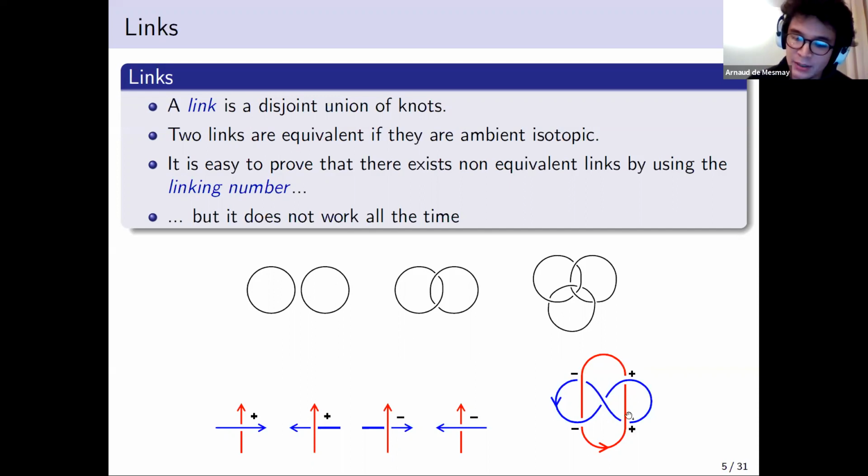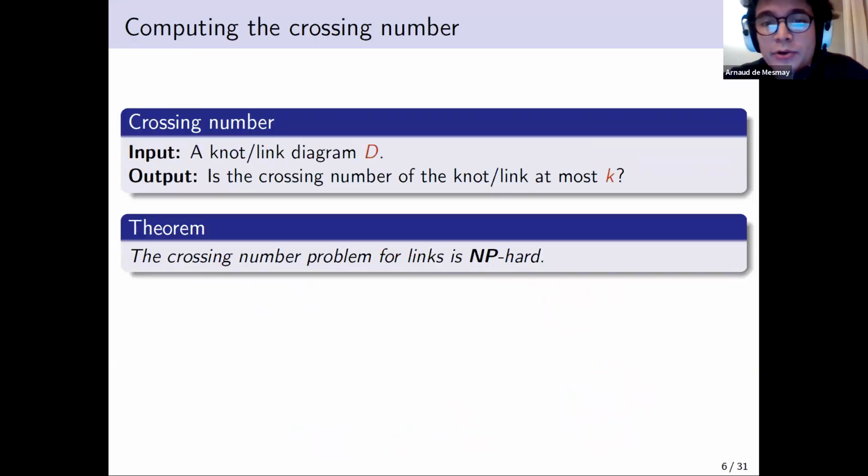All right, so these are the main players of our story, and this is a talk about the crossing number. So as we said, the crossing number is the minimum number of crossings in a diagram. So the question is exactly that. I give you a diagram, and can you tell me whether the crossing number is at most k? And the main theorem in our paper is that this thing is NP-hard.